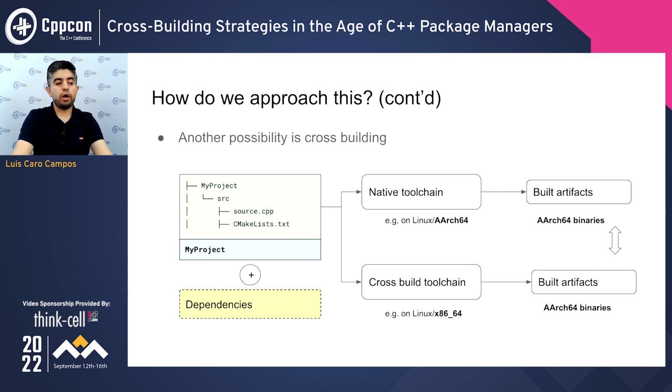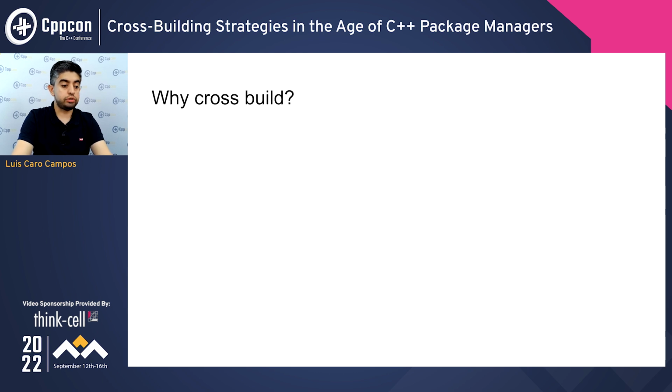Now, why cross-build? There's a number of reasons why we might want to do this. Perhaps the most obvious one is that not all devices that run on a different platform have a native toolchain. We don't have, on our iPhones or Android phones, a terminal with GCC installed or Clang. I wish we did. We could be compiling on the bus.